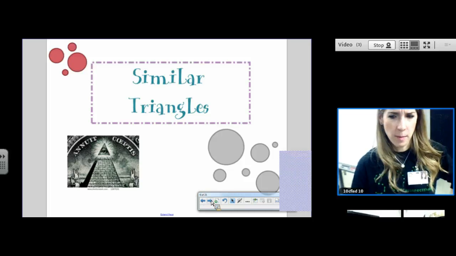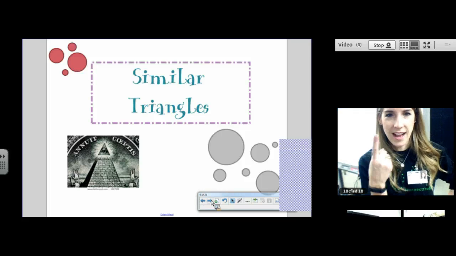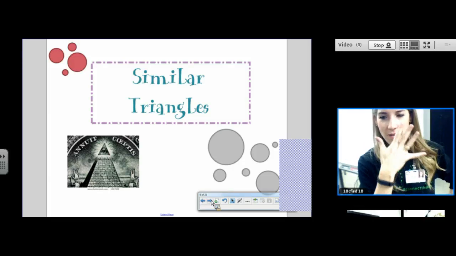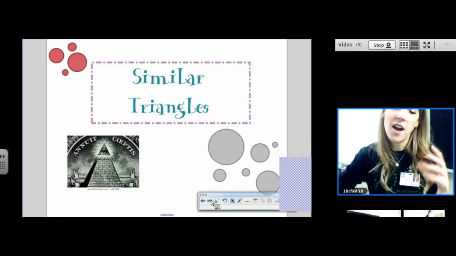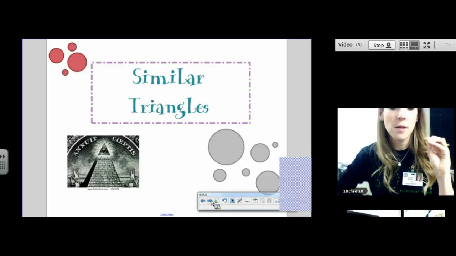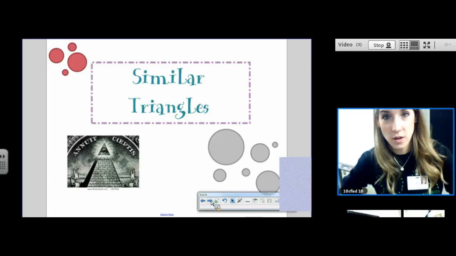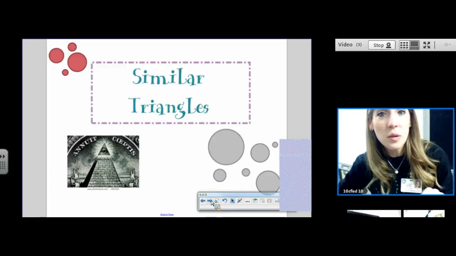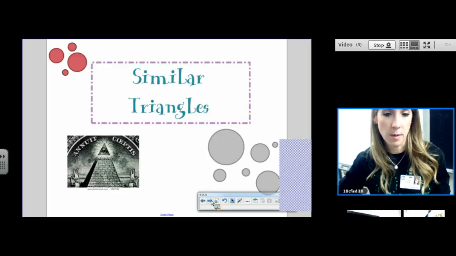What were the congruence postulates? Do you remember? Side, side, side, side, angle, side, angle, angle, side, hypotenuse, leg. There were 5 of them last semester. CPCTC was not one of the postulates, but it was one of the things on our proof sheet. You're right. So the good news is that number 1, you've already learned how to do this, and number 2, there are going to be fewer similarity postulates than there were congruence postulates, okay?